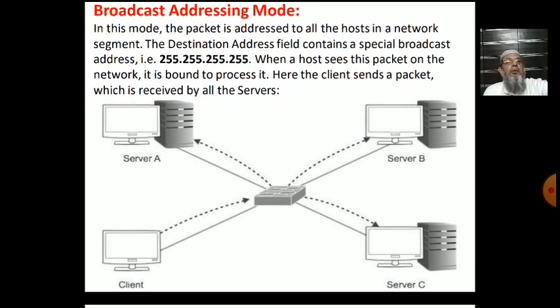In broadcast mode, the client is sending the information to server A, server B, and server C, and it will be received by all the servers. The mechanism is that the destination IP address will contain 255.255.255.255. It means that this is not a one-to-one communication, not a unicast communication. This is communication to all the machines in a particular network segment. The information will be received by all the machines in that network segment.